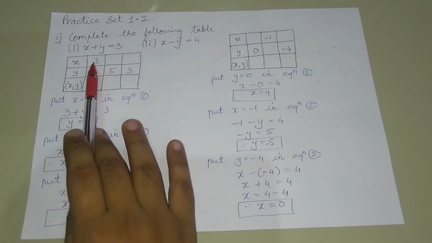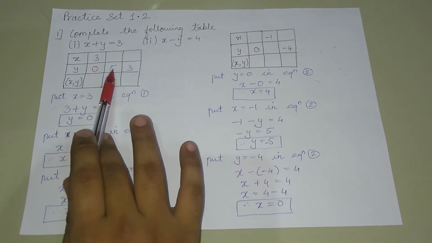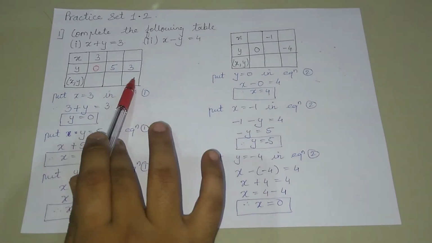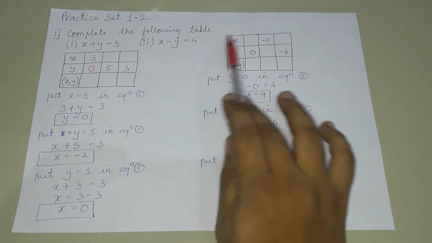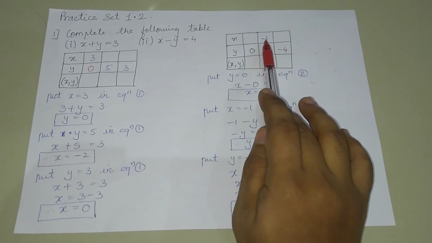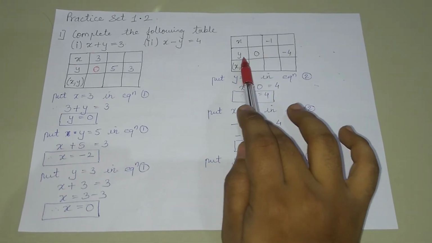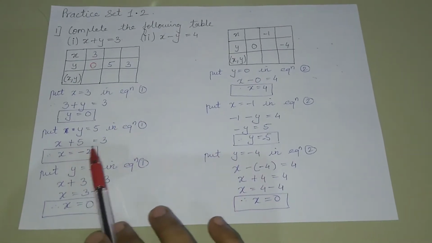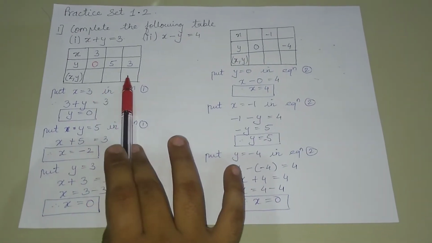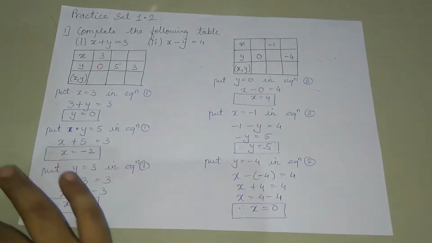In the question, for the first equation, x plus y equal to 3, the given values are 3, 5, 3. And for the equation x minus y equal to 4, the given values are minus 1, 0 and minus 4. So x is minus 1, y is 0, minus 4. Now we have to find the ordered pairs, just like previously, but here the values are given, whereas in the previous one they were not given.